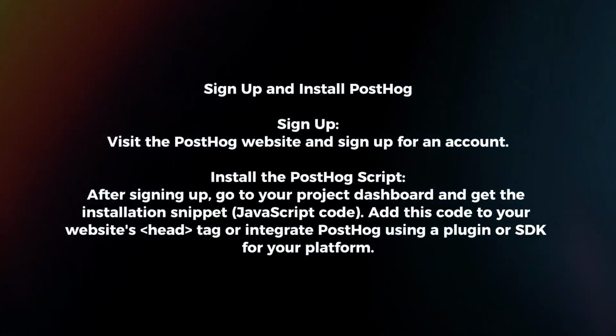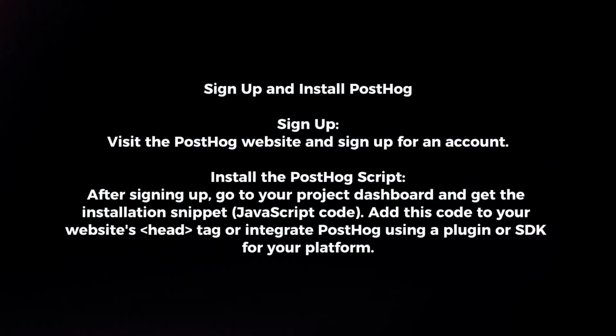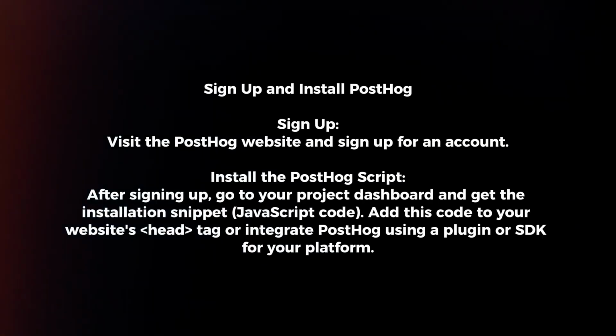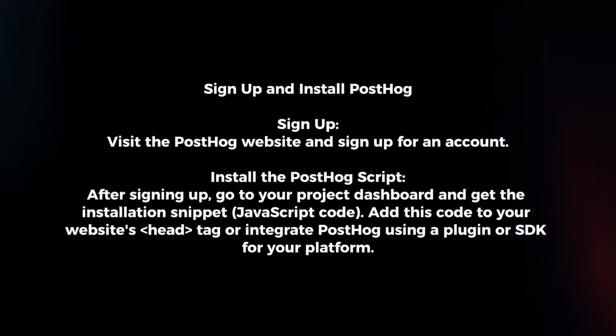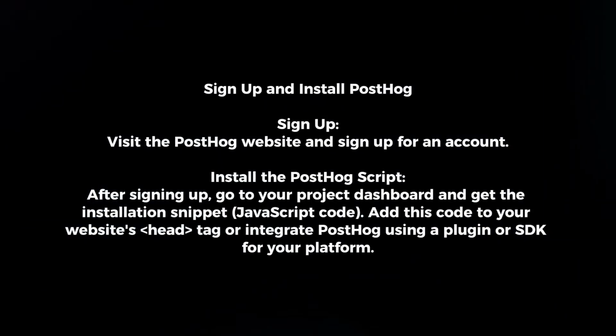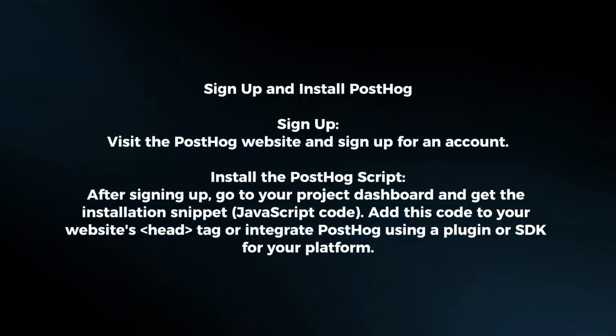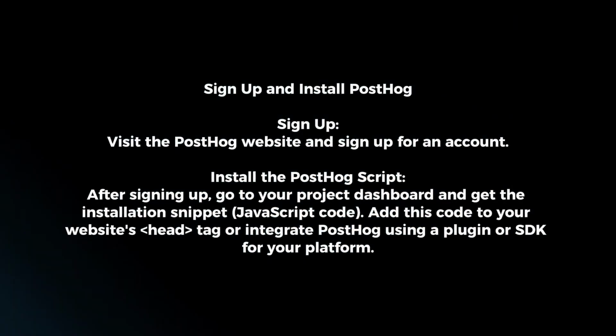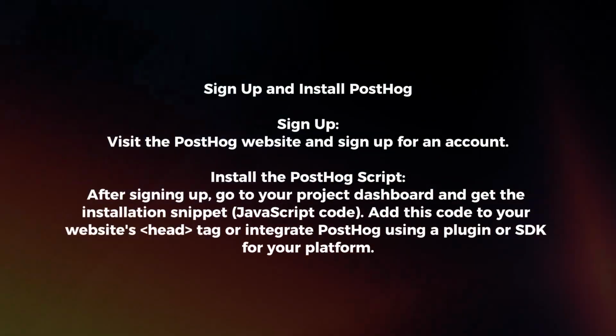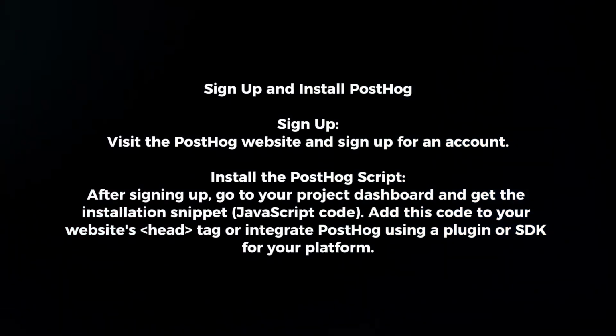Sign up and install PostHog. Sign up. Visit the PostHog website and sign up for an account. Install the PostHog script. After signing up, go to your project dashboard and get the installation snippet. Add this code to your website's head tag or integrate PostHog using a plugin or SDK for your platform.